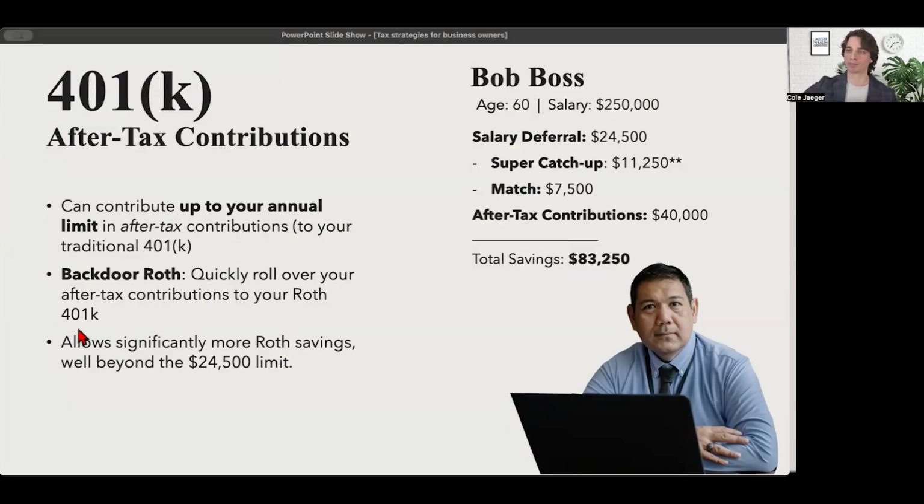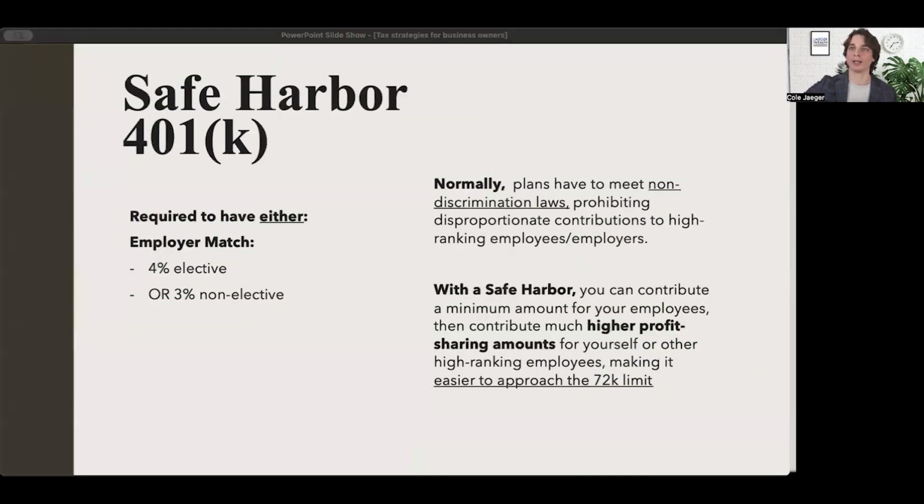Safe Harbor 401k. So this is another way to help you hit that annual limit more easily. Normally, if you're doing profit sharing, the amount that you give yourself is required to be the same amount you give your employees. So maybe you'd like to put an additional 20% in profit sharing, but you can only give your employees 5%. Additionally, if you have a low participation rate among your employees, you may be limited in how much of your salary you can defer, but not with the safe harbor. That's a way to get around those two.